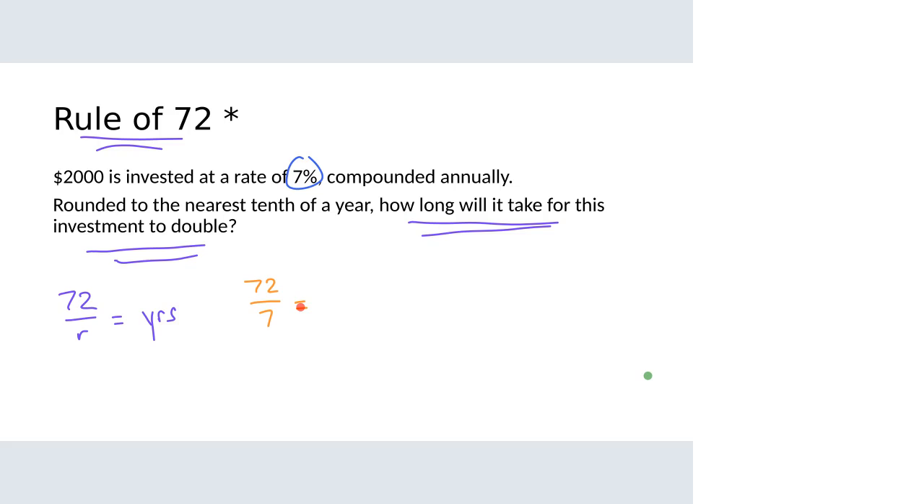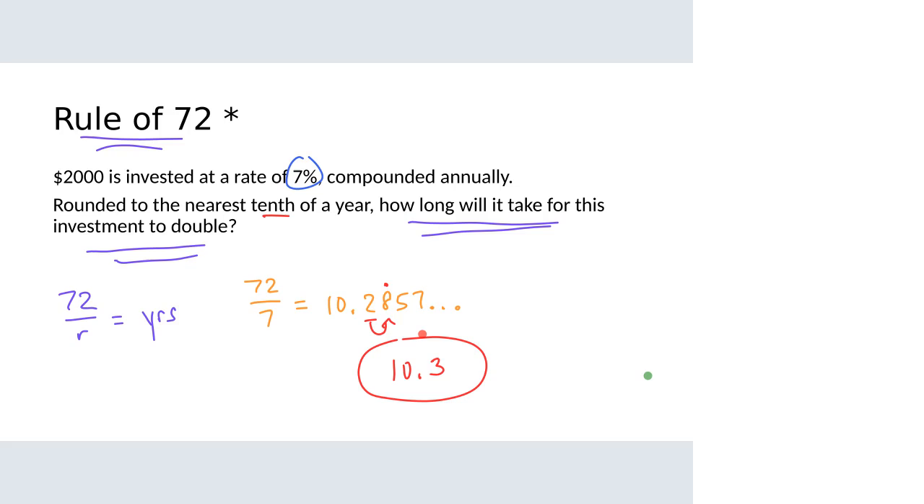72 divided by 7 is 10.2857. This particular problem said rounded to the nearest tenth of a year, so we'll find the tenths place. Look one space to the right. That's 5 or bigger, so we'll round this up to 10.3. So it'll take 10.3 years for this to double.